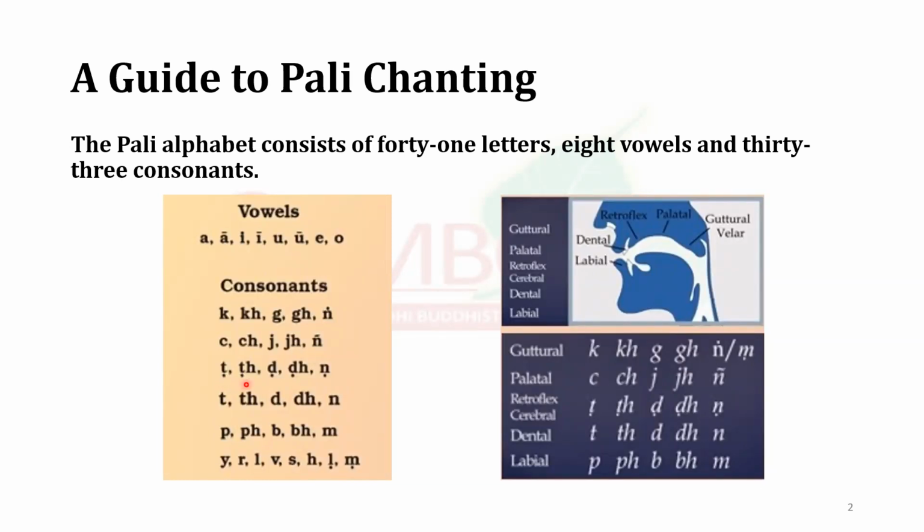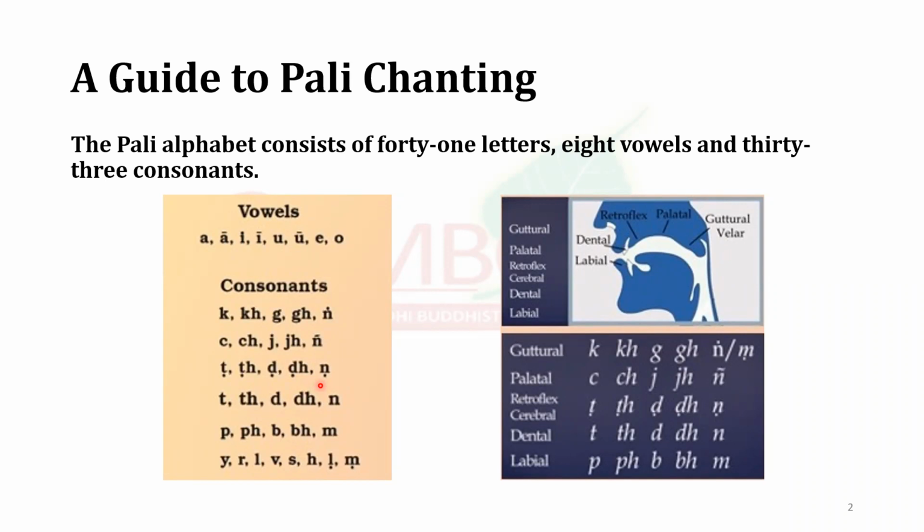D also same. D, and DH is D. There's a difference when the dot is below T and below D. And then your N with the dot below. N with the dot below and N with the dot on top are different. But M is the same. There is no dot on top or dot below. There's only one letter. But for N, it makes a difference.